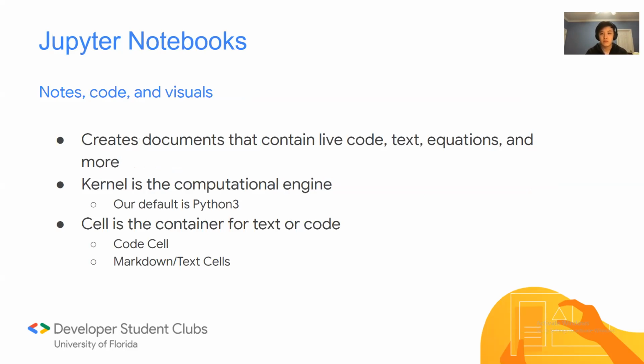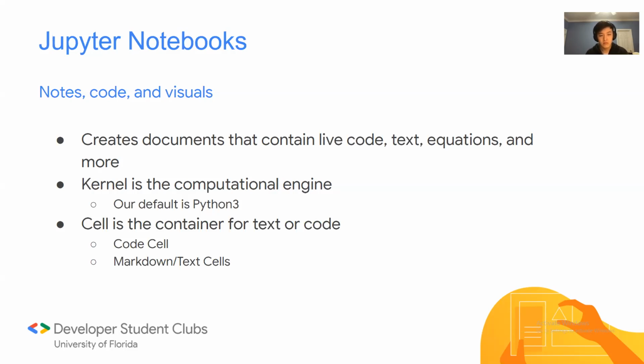Jupyter Notebooks was one of the applications I just went over. It lets you do notes, it lets you do code, it lets you do visuals. If you've ever heard of Google Colab, or if you ever used MATLAB, it's similar to one of those things. Essentially, it creates documents, and these documents can have code. They can have text, notes, equations, you name it.